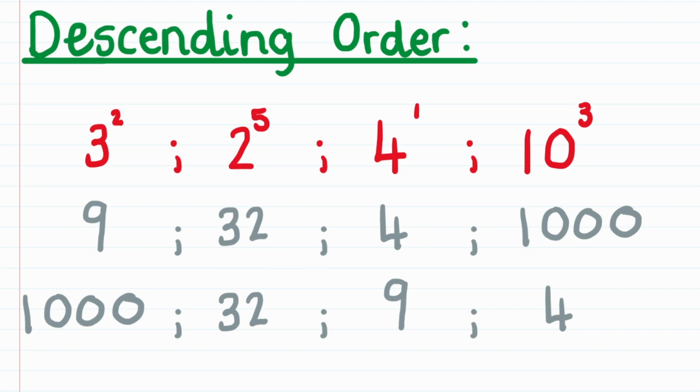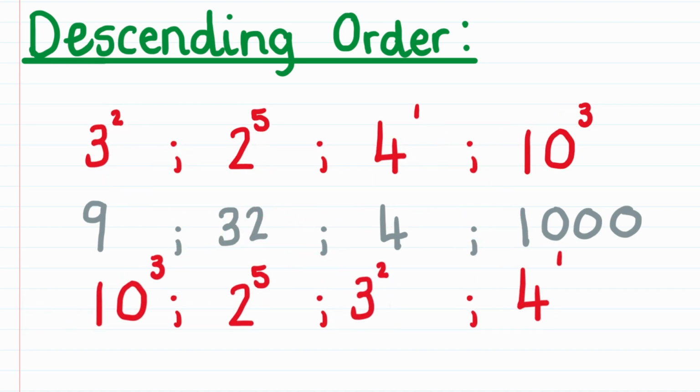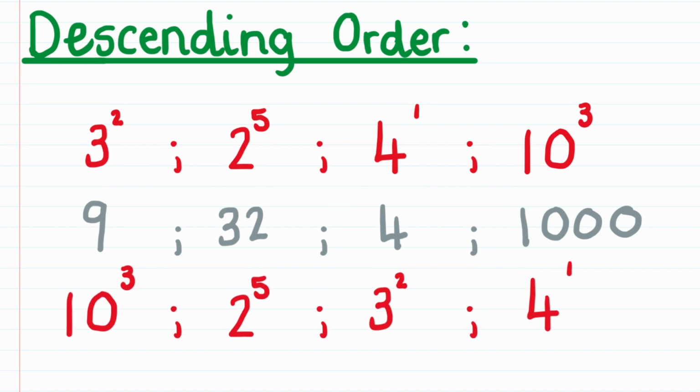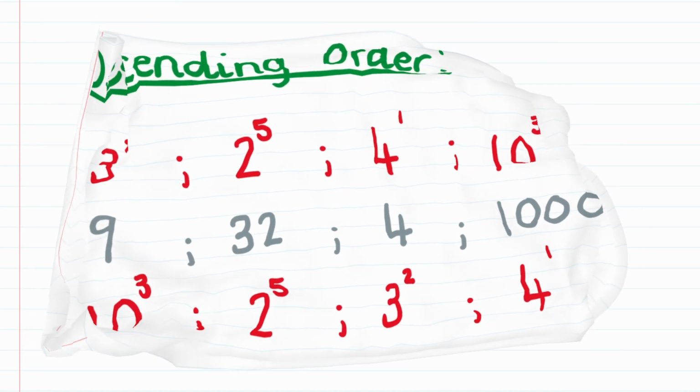But remember, you have to order the original exponents. So that means that instead of 1,000, I'm going to have 10 cubed in the first place. Instead of 32, I'm going to have 2 to the power of 5 in the next place. Instead of 9, I'm going to have 3 squared. And instead of 4, well, that's going to basically stay the same, isn't it? You could write 4 to the power of 1 if you wished, but 4 on its own is perfectly fine. And there we go. It really is as easy as all that.